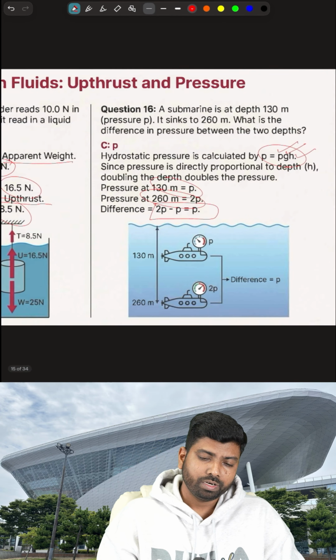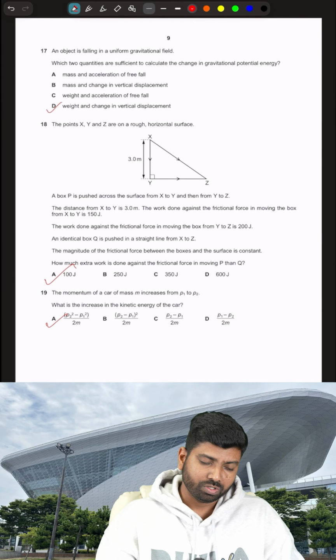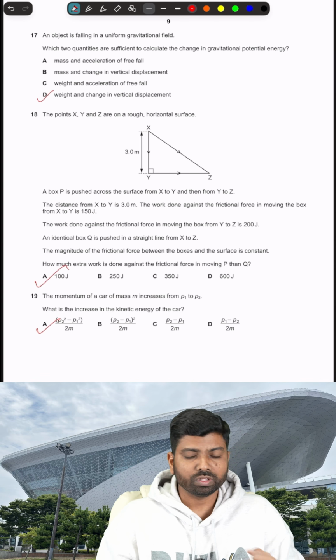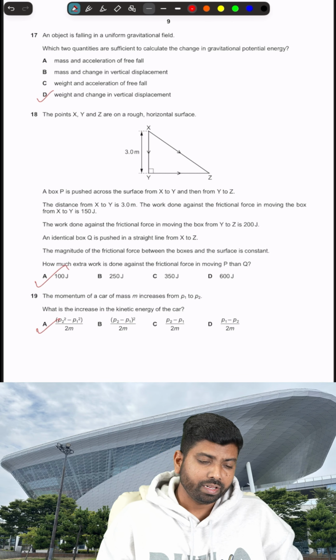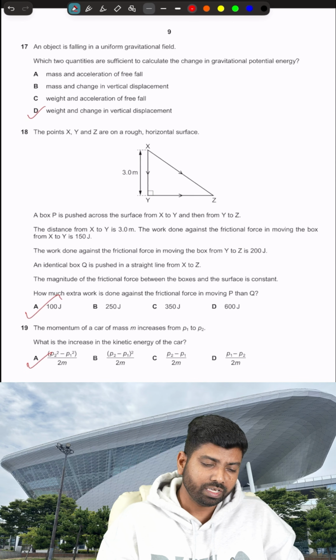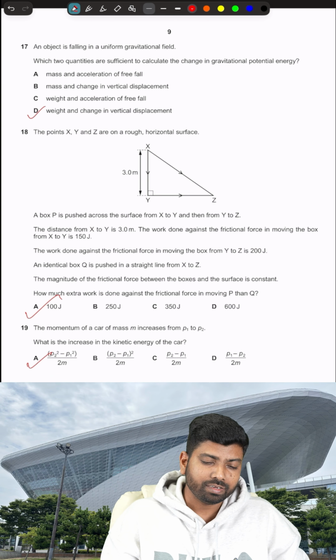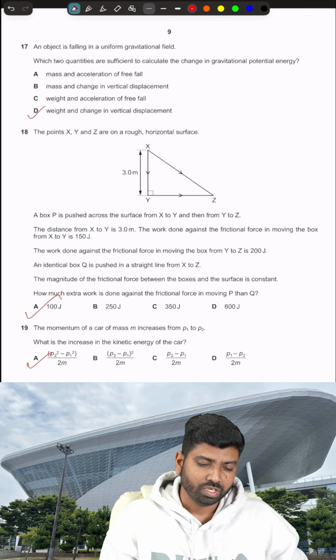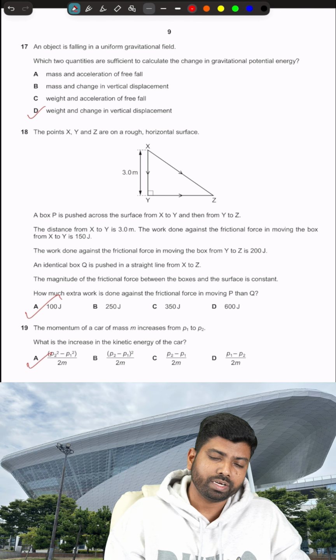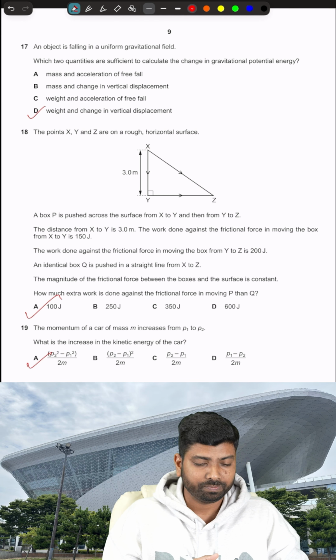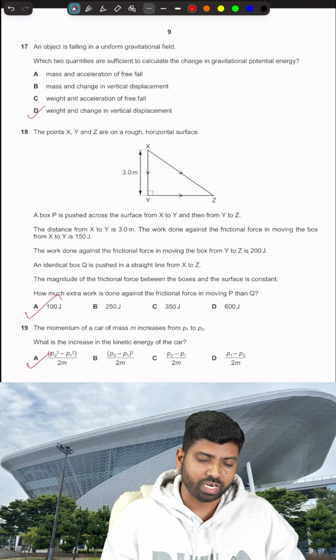Okay, now let us move to question number 17, because we have to finish all the multiple choice questions quickly. Now question number 17 is on the screen. An object is falling in a uniform gravitational field. Which two quantities are sufficient to calculate the change in gravitational potential energy? So 4 options are there. Which two quantities will be sufficient? Can you guess? Already I have shown you the answer. Next time I will not highlight the answer. You have to tell me.